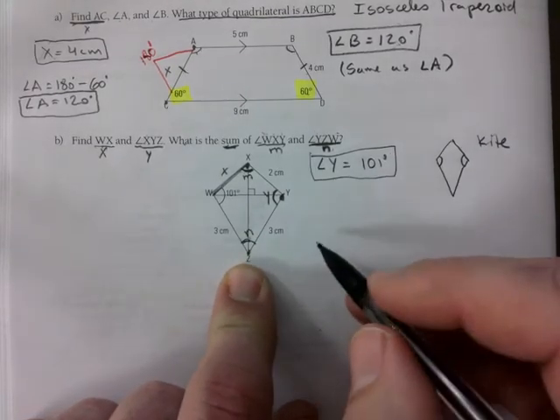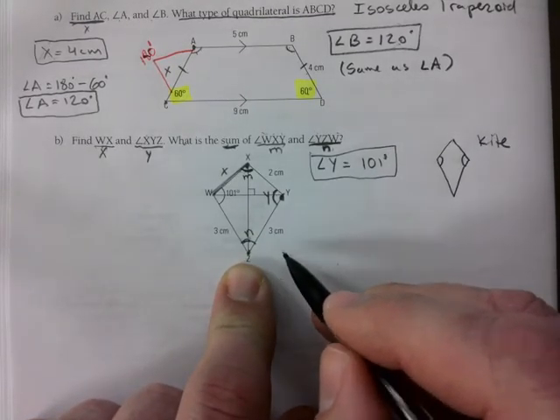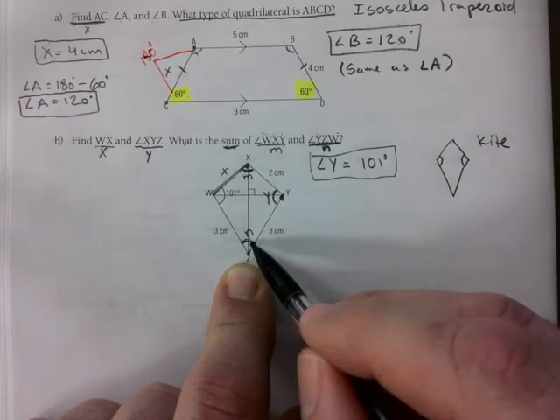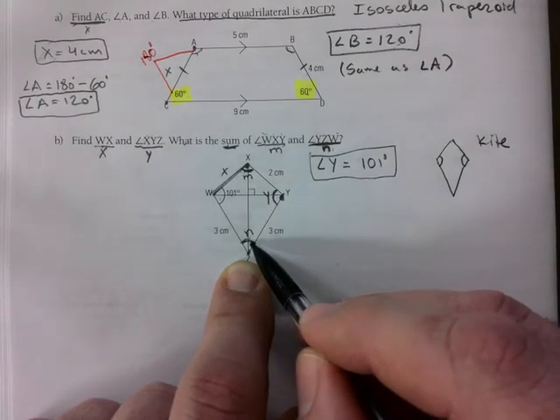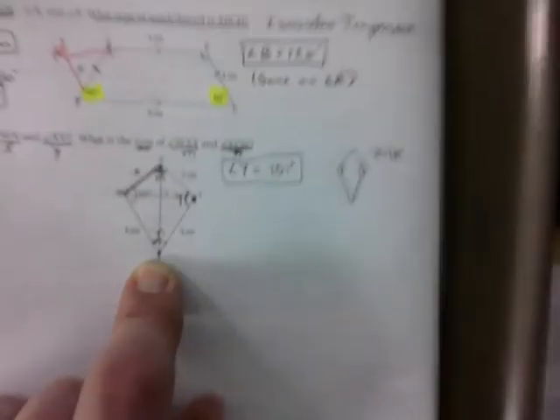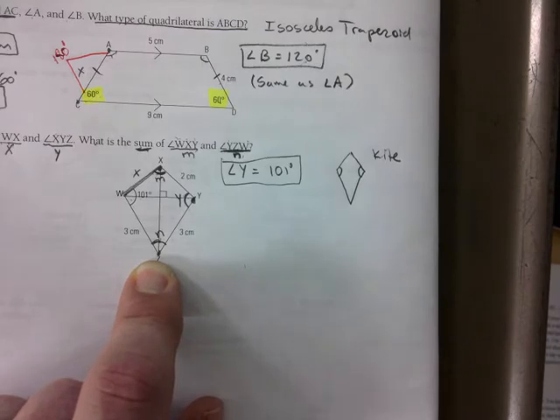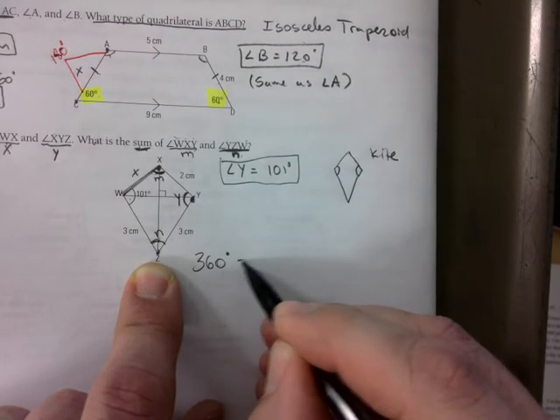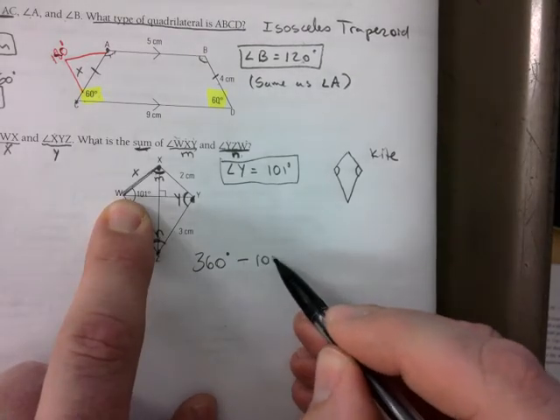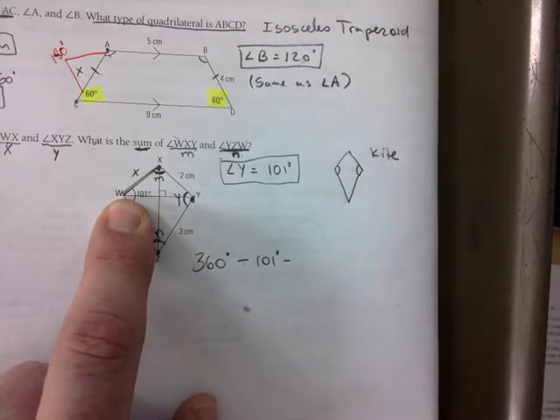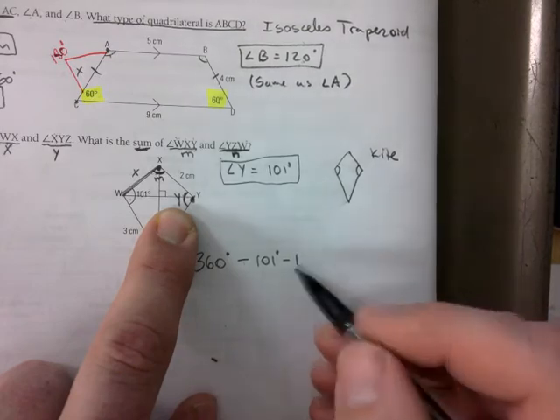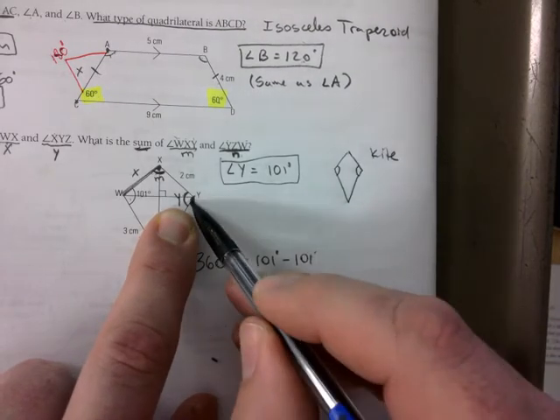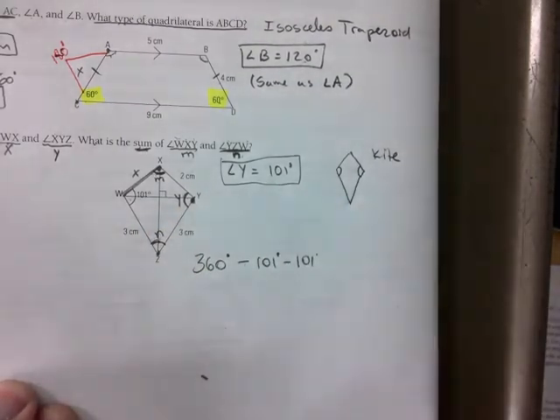What do all four angles add up to in a quadrilateral every single time? 360? Do you remember that? I hope you all remember that. That's always the case. Triangles 180, four-sided 360. So I'm going to go 360 minus this 101 here minus the other 101 that is on the other side. These both are 101.